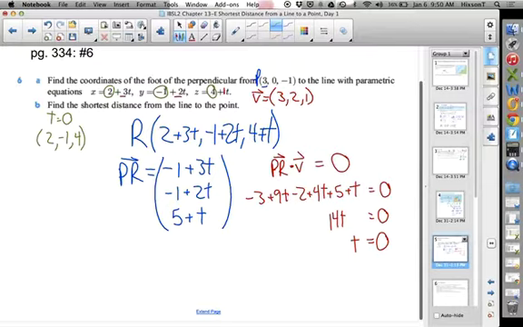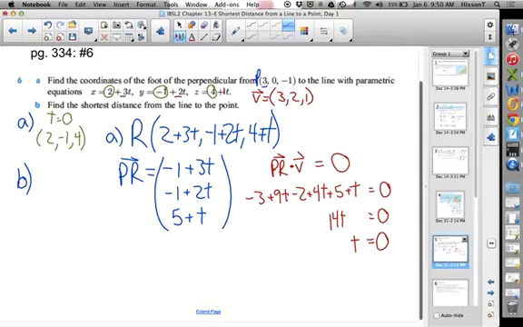Now, the one thing we did not do is actually answer part A. We answered part B. Find the coordinates of the foot. Isn't that the 2, -1, 4? Yes, we did just do A, sorry. We need to do B, find the actual distance.